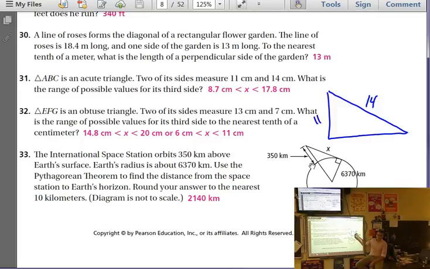So 14 squared minus, the difference between, so let's solve for b. 11 squared plus b squared equals 14 squared. I'm essentially going to do 14 squared minus 11 squared and then square root that. So b squared is going to have to be 75, which means that the square root of that is 8.66, approximately. How'd they get to 8.7?